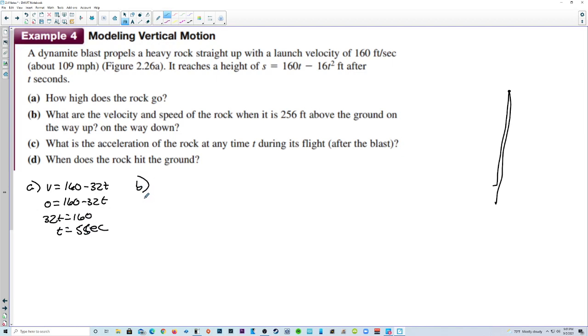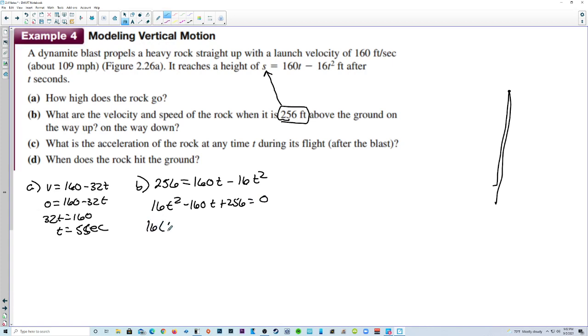Letter B, what are the velocity and speed of the rock when it is 256 feet above the ground on the way up and on the way down? Well, 256 feet is position, so we're going to plug that in for s. So 256 is equal to 160t minus 16t squared. Let's add 16t squared and subtract 160t, and we have plus 256. That's equal to 0 now.